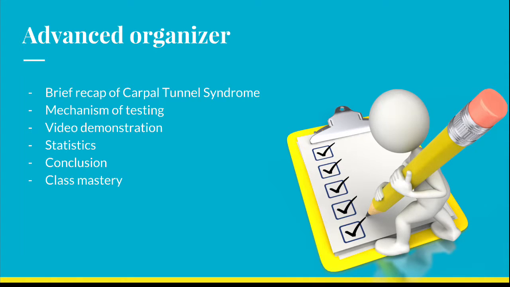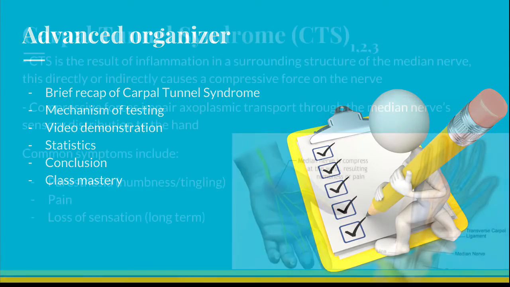We're going to kick it off with a brief review of carpal tunnel syndrome. Then we'll talk about the mechanism of testing behind the reverse Phalens. We'll follow that up with a video within a video. Then we'll discuss what the statistics have to say about the test. We'll meet the conclusion and we'll try it out in class.